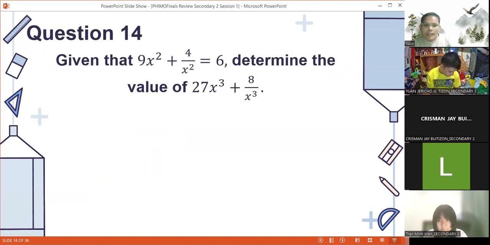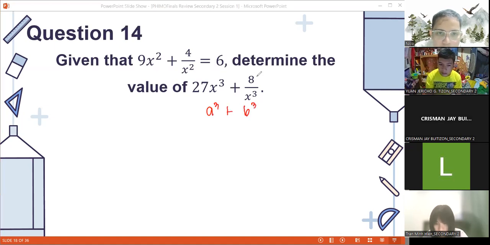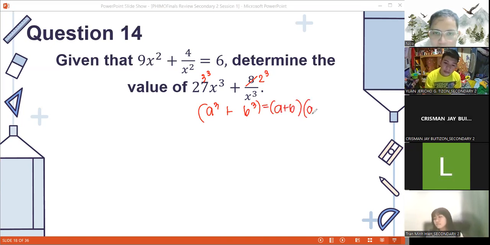Okay, how about this one? Given that 9x squared plus 4x squared is equal to 6, determine the value of 27x cubed plus 8x cubed. Okay, so this one here is a cubed plus b cubed, right? Take note, this is 2 raised to cube. This is 3 cubed x cubed, okay? So this one is again a plus b, a squared minus ab plus b squared.